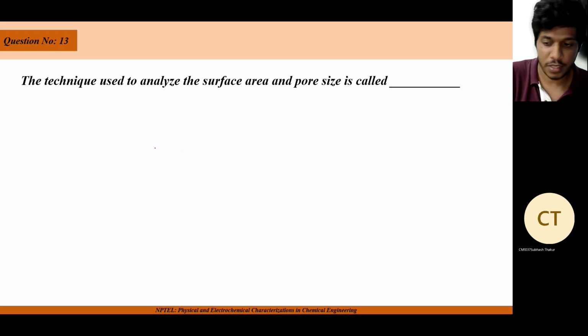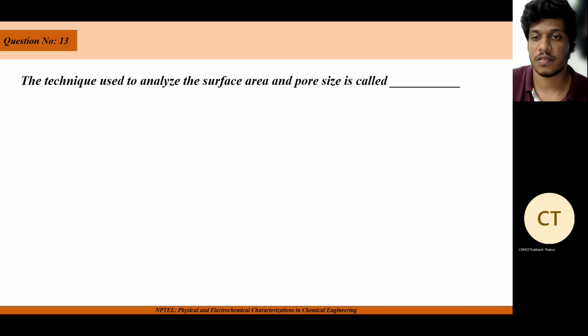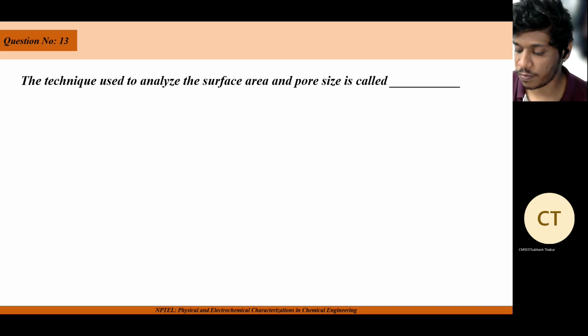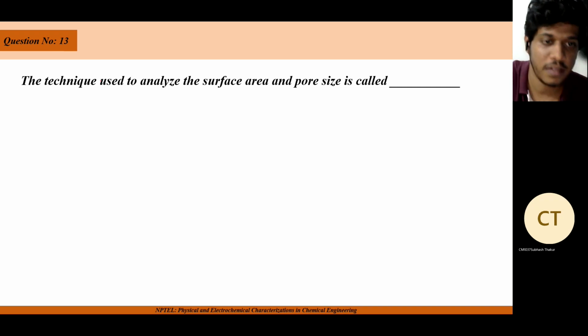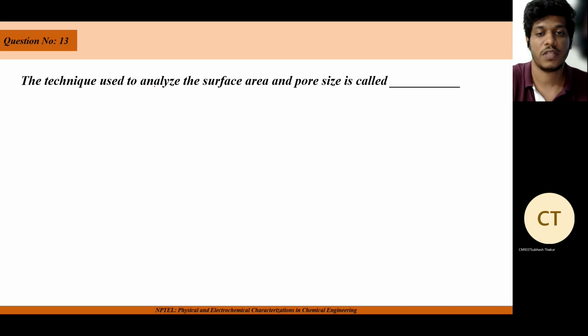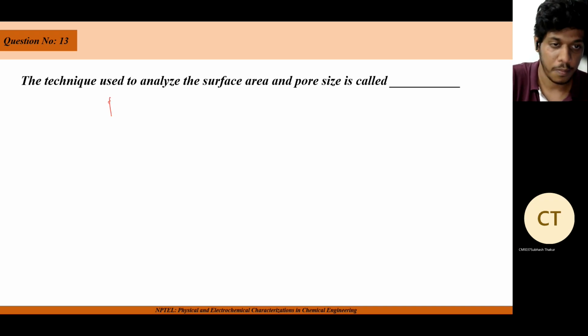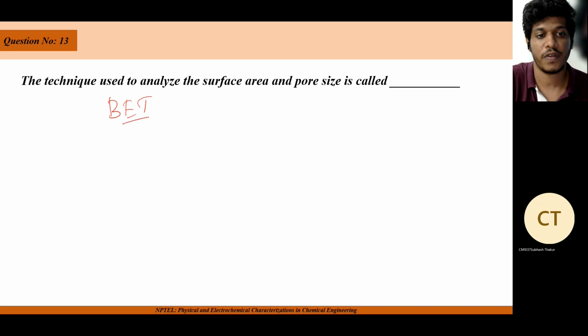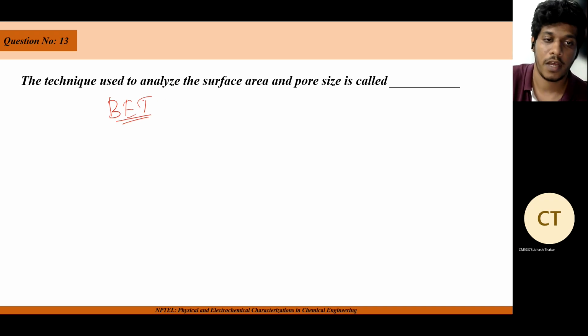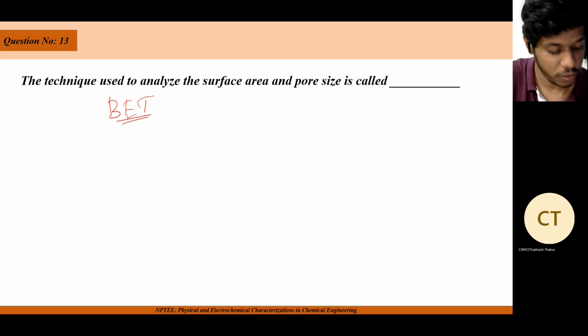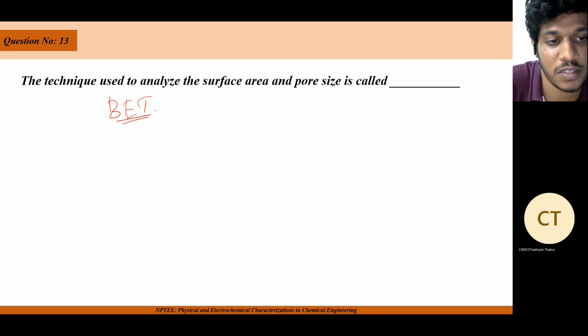Now let's go to the next question. What is the technique that is used to analyze the surface area and pore size? Yeah, so the technique that is used to understand the surface area and pore size is BET. BET is a very well studied technique, and BET stands for Brunauer, Emmett, Teller. These are three scientists who basically worked on the theory behind this.